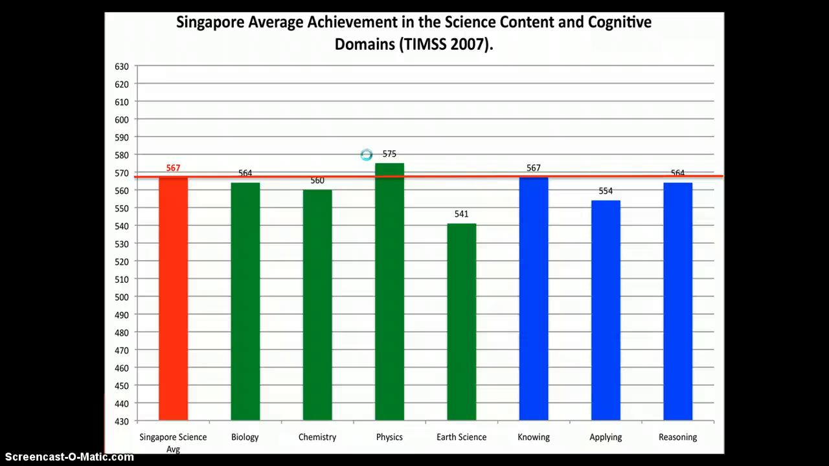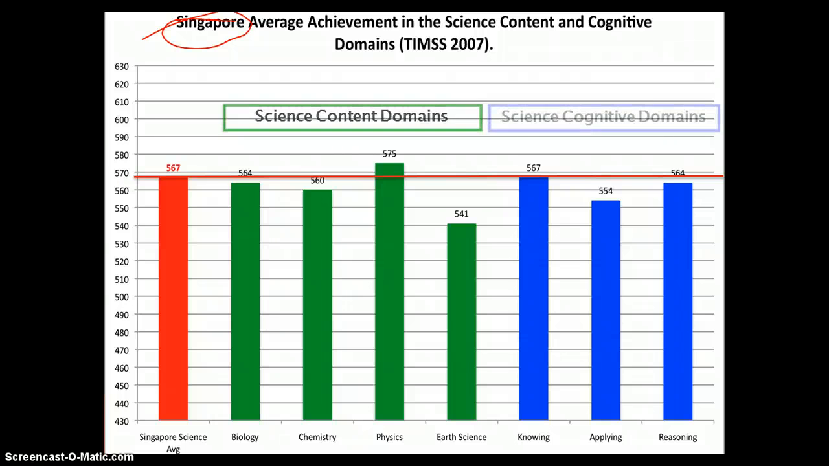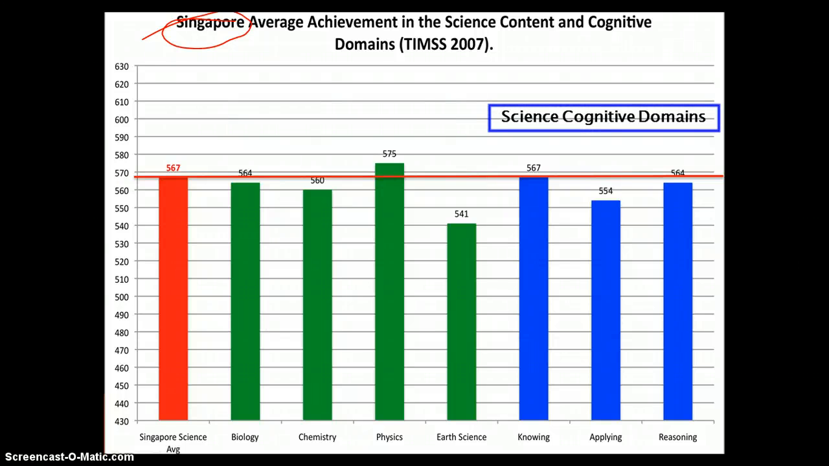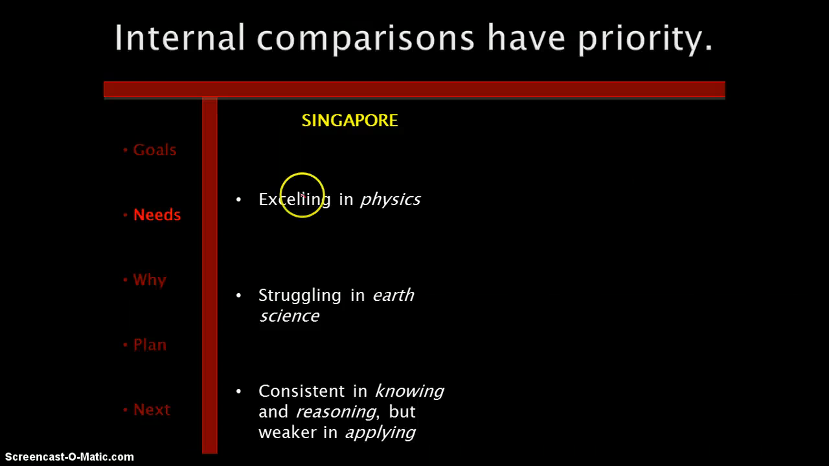If we look at the science content and cognitive domains, we can see the same thing. Singapore was the highest achieving science country. And again, we have our comparison line for the science average for Singapore. And we can look at the science content domains and cognitive domains. And we can see that there are some clear winners and losers. Strong in physics, weakest in earth science. Average in knowing, below average in the other cognitive domains. For Singapore, the highest scoring science average. So they're excelling in physics, struggling in earth science, consistent in knowing and reasoning. Right? That's what we knew already.